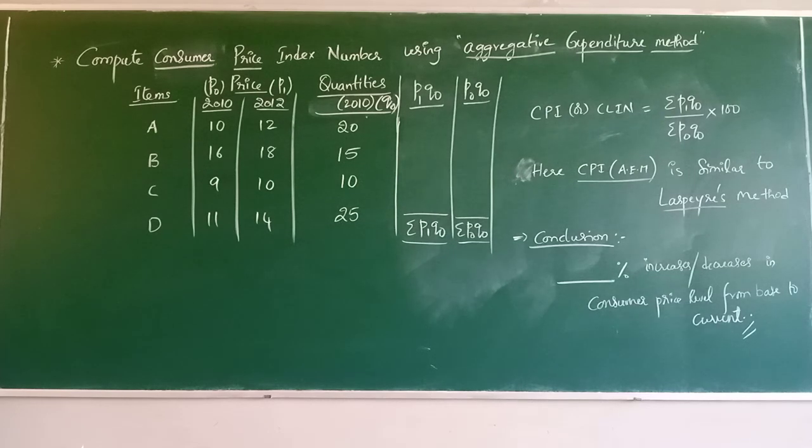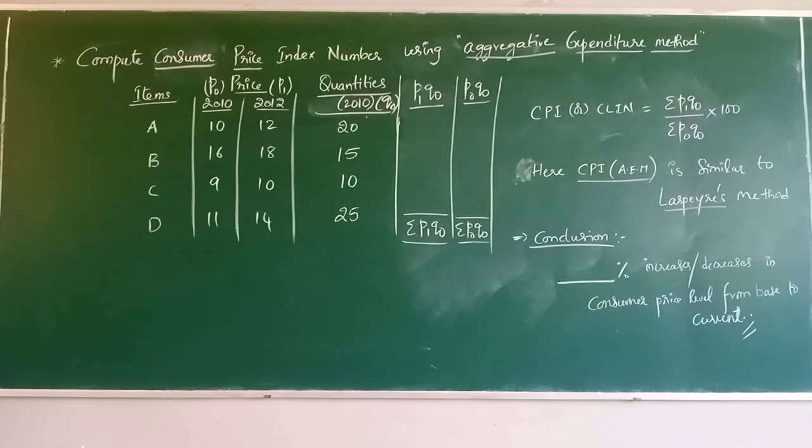In this method, if you look at the formula, it is very similar to Laspeyres' method. In Laspeyres, what weights are assigned? Base year quantities. So in this method, the base year quantities Q naught for various commodities consumed by a particular class of people are taken as weights.